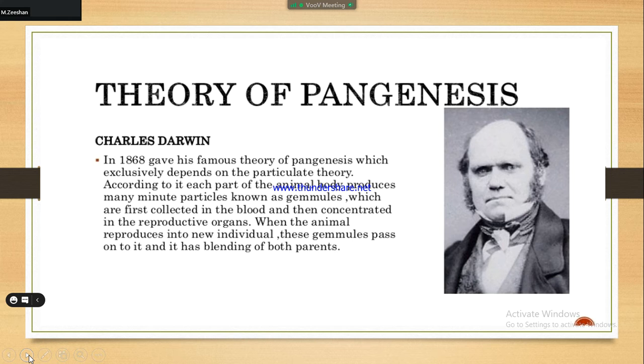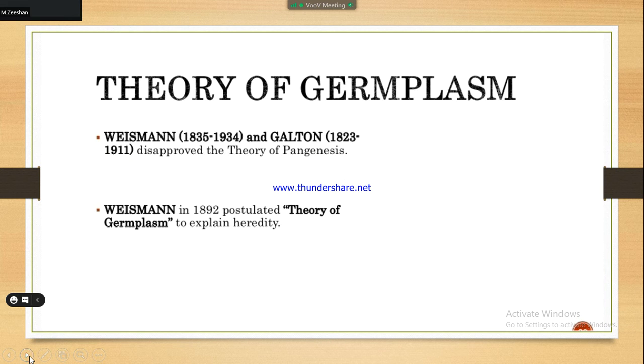According to Charles Darwin's pangenesis theory, each organ of the body produces minute, small-sized particles, termed gemmules. These are collected in the blood cells and remain there until the animal produces a new individual. When the animal wants to produce a new individual, these minute particles combine into the new individual, and the animal leads to a new offspring.